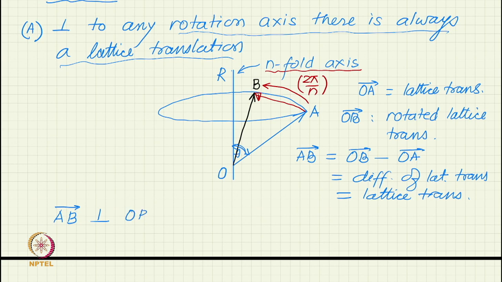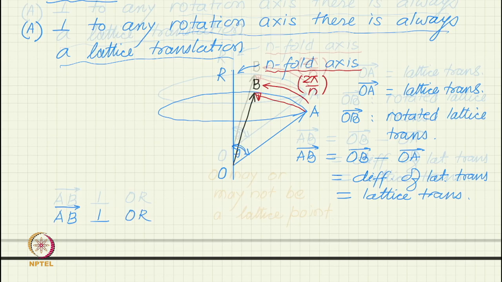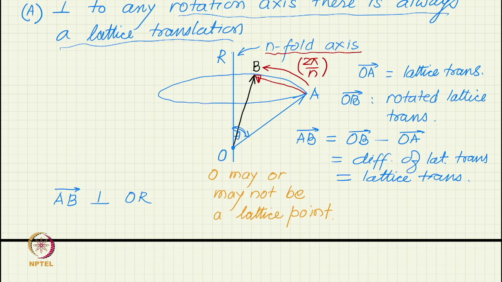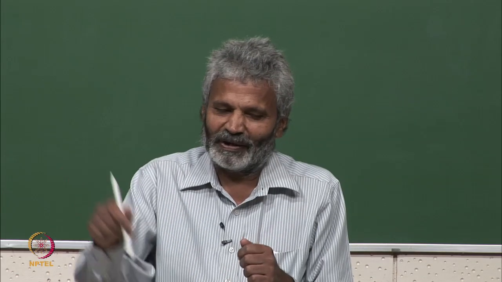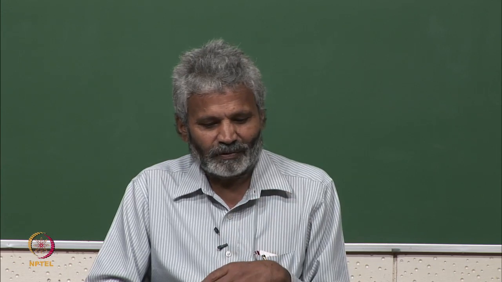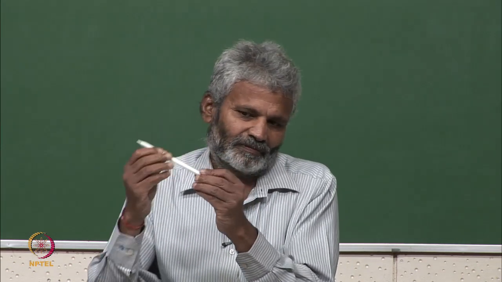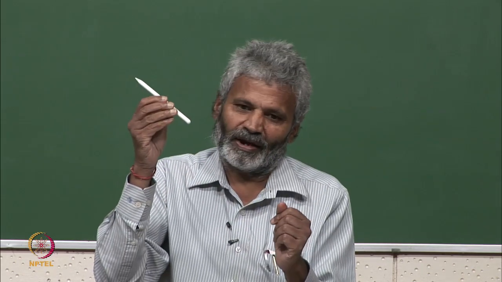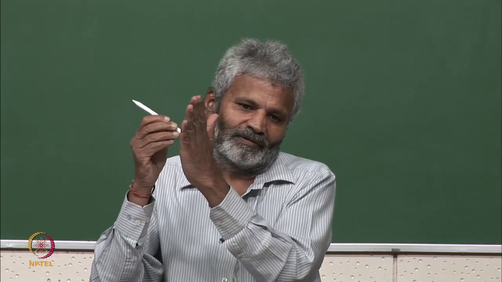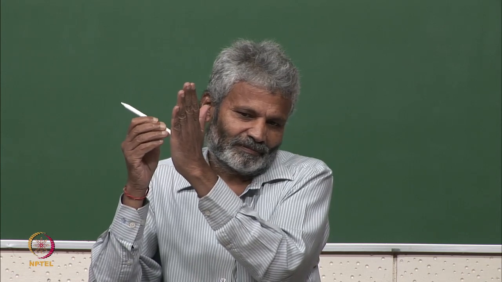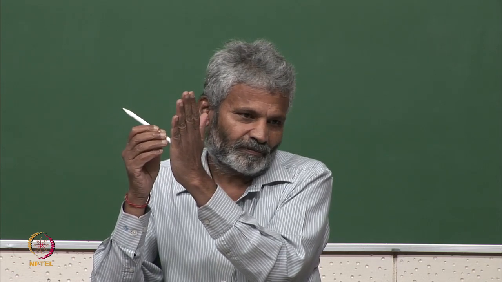In a 2D pattern, this was trivial because your rotation axes were always perpendicular to the plane of your drawing, but in 3D this was not obvious. But in 3D also now you know that whatever orientation your rotation axis is, if it is a symmetry rotation axis, there has to be some translation vector which is perpendicular to that axis.